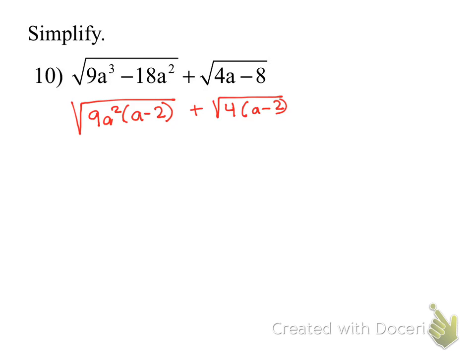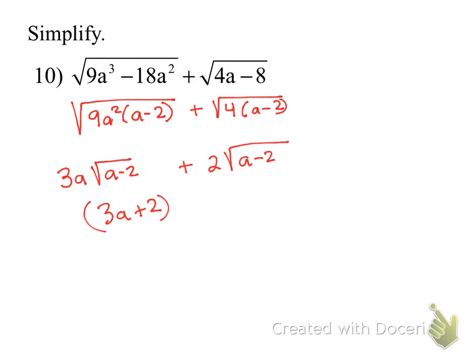So in the first one, we end up with 3a times rad a minus 2. Plus here, I end up with 2 times rad a minus 2. So 3a plus 2, the quantity, times radical a minus 2. Yes, questions? All right, let's keep going.